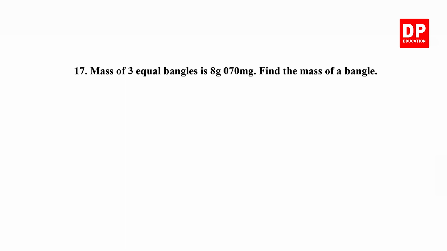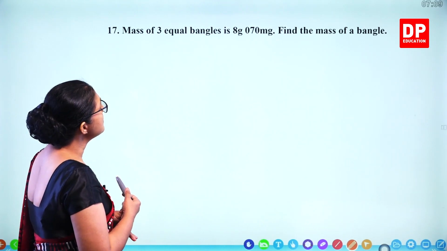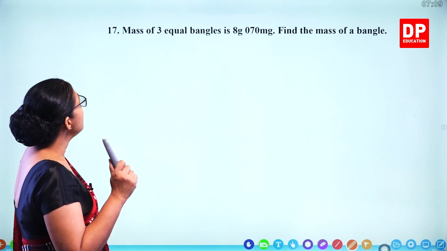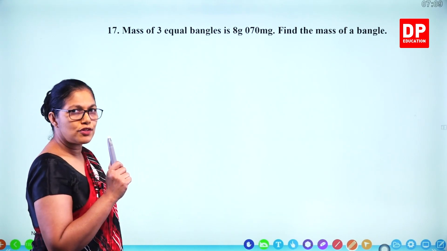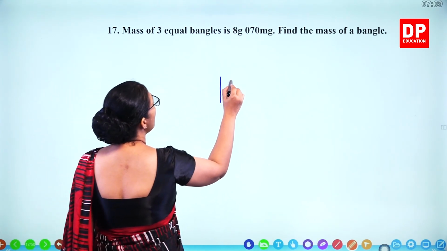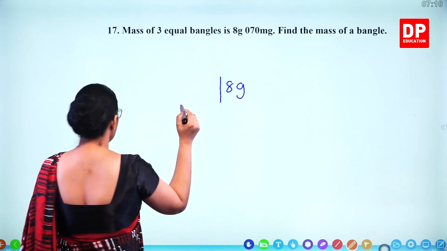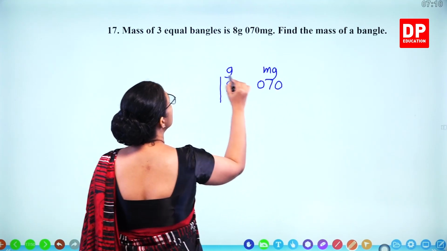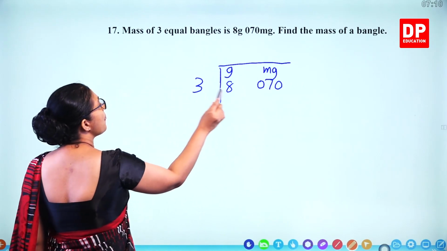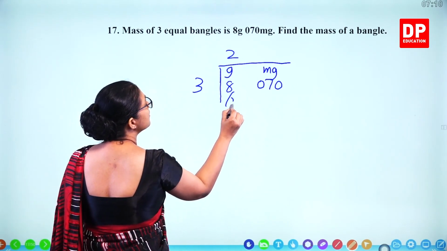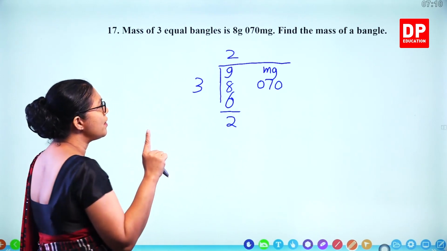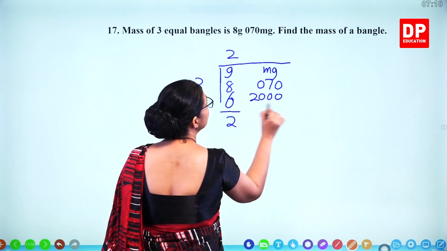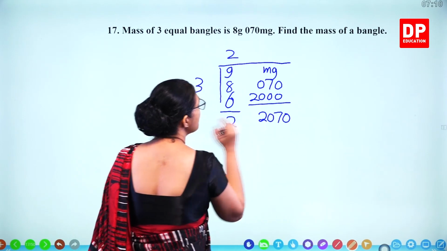Question number 17. Mass of 3 equal bangles is 8 grams and 70 milligrams. Find the mass of a bangle. So 1 bangle, you have to divide by 3. So 8 grams, and we'll write grams here, and 70 milligrams. So you have to divide by 3. 3 times 2, 6. 2 remaining. 2 remaining means 2 grams. How many milligrams? 2000. So you get 2070 milligrams now.